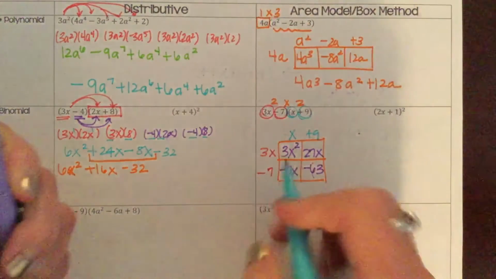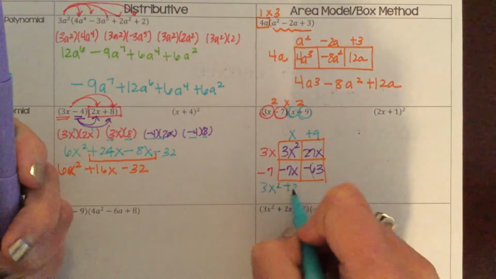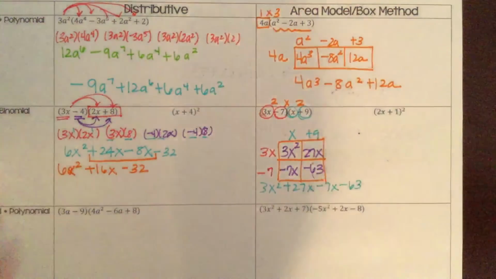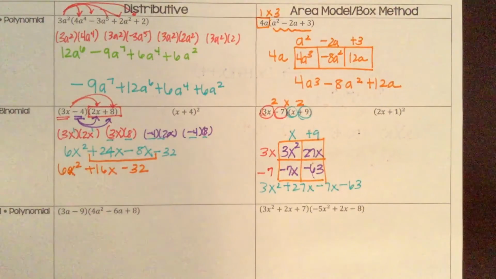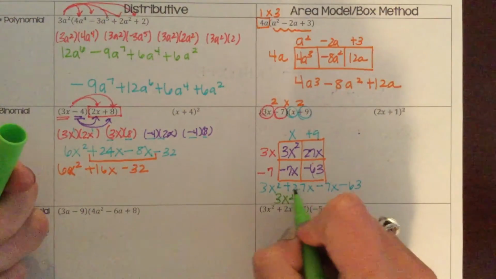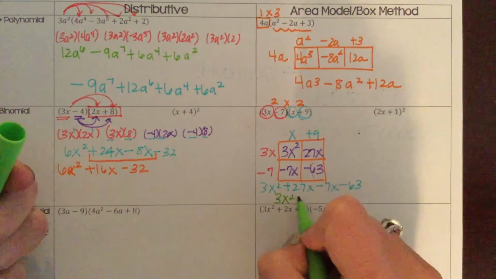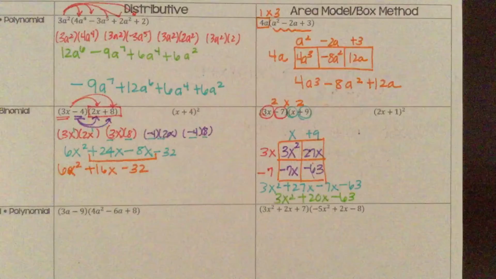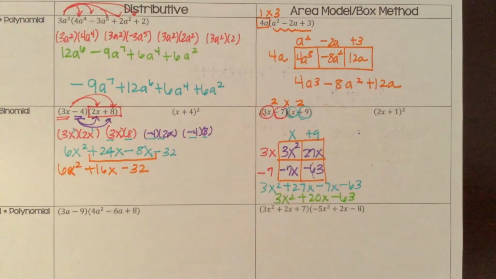This means that I have 3x squared, a positive 27x, a negative 7x, and a negative 63. When we combine our like terms, we end up with 3x squared, positive 27x and negative 7x give us 20x, and a negative 63. Our problem is in descending order, so we are finished.